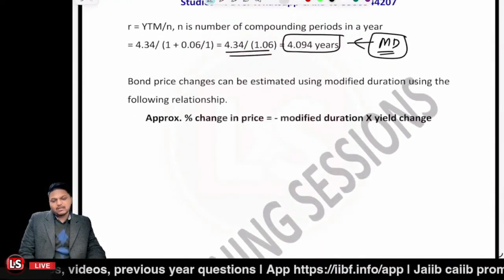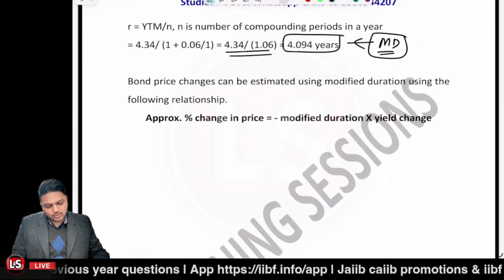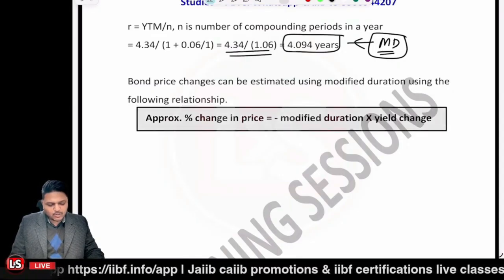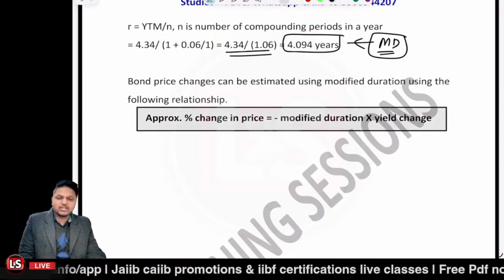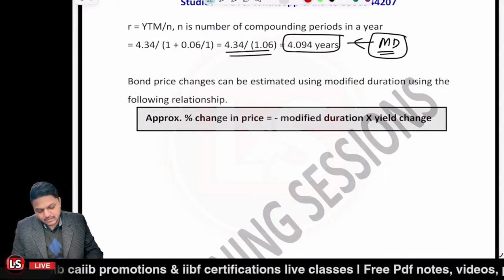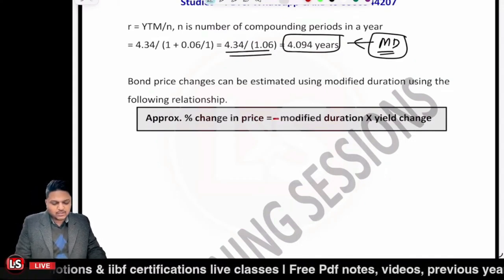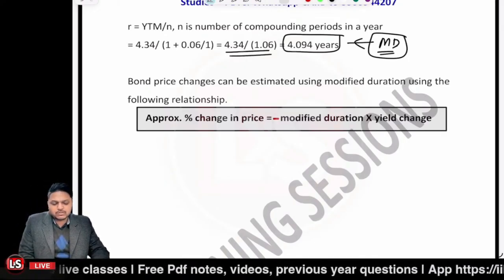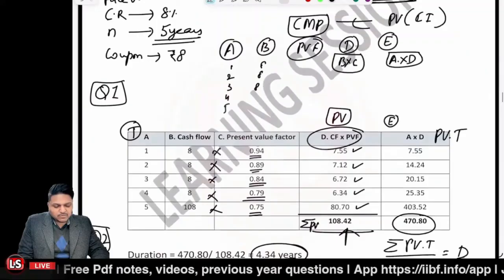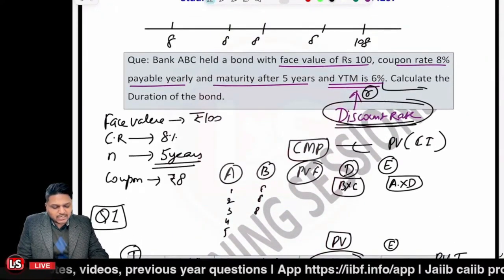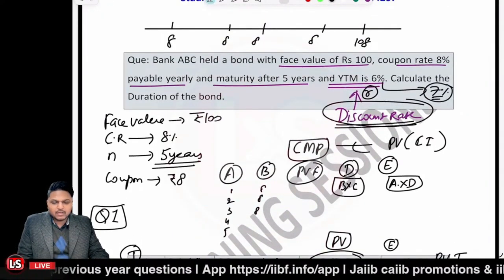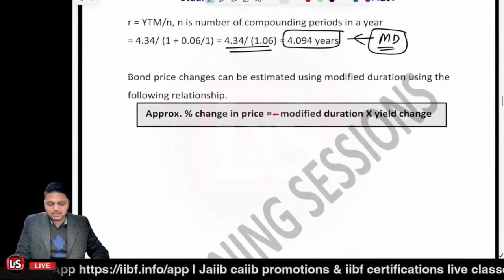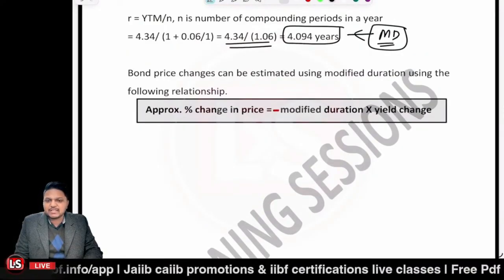Further, there is a very amazing formula that you should be looking into, and that's related to approximate percentage change in price. That's the modified duration multiplied by the yield change, and the minus sign is there. Make sure to put this minus sign, right? So the formula is modified duration into yield change. So let's say the previous yield was 6%, and now it has changed to 7%. I'm just making up the question for you. So what will be the approximate percentage price change?